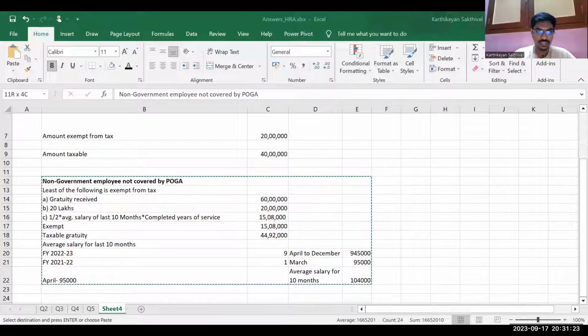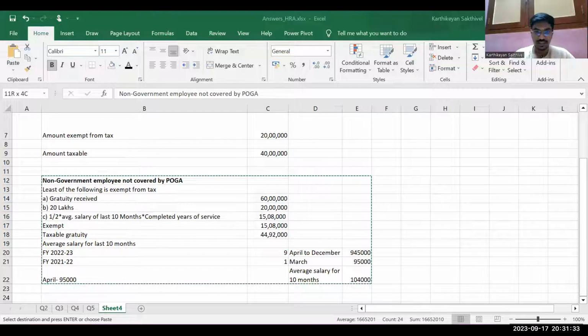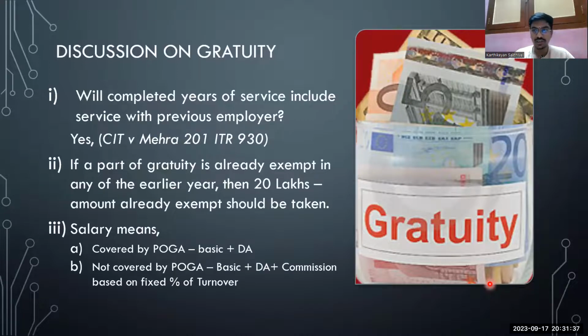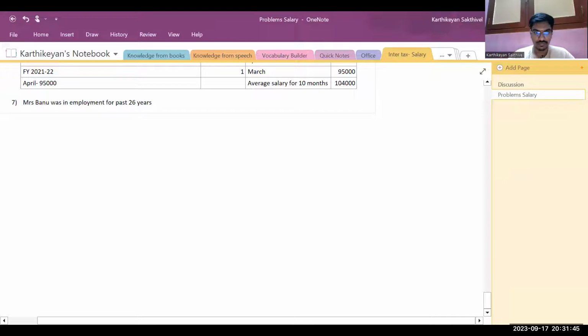Sir, even for the purpose of gratuity, the definition of salary is same as that of HRA. Yeah, I've just not touched upon it. I'm just having that in my next discussion. So I've not covered it intentionally. I just want you to get used to certain things, and then I'll introduce you there. Right? Yes, sir.